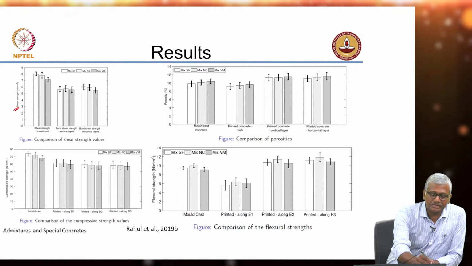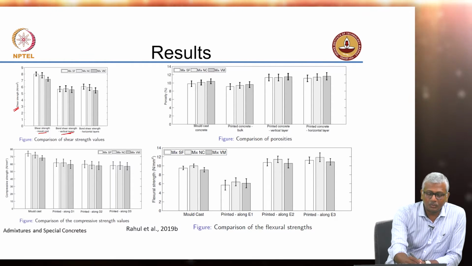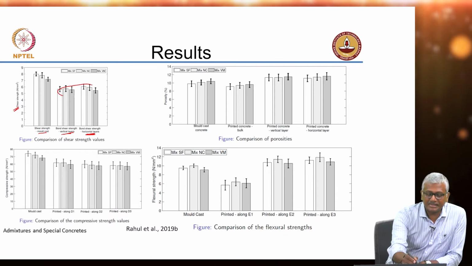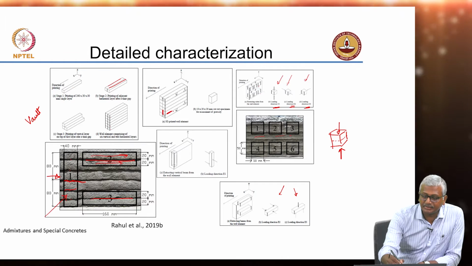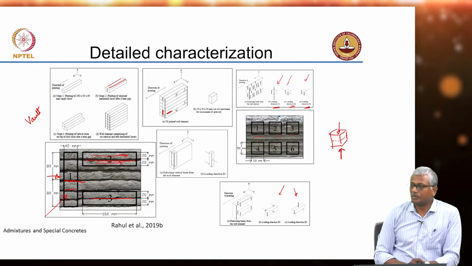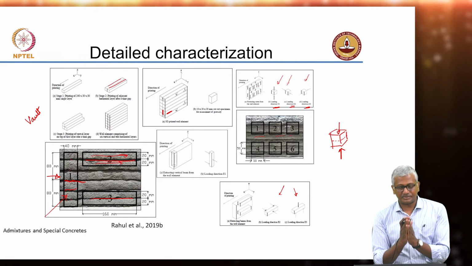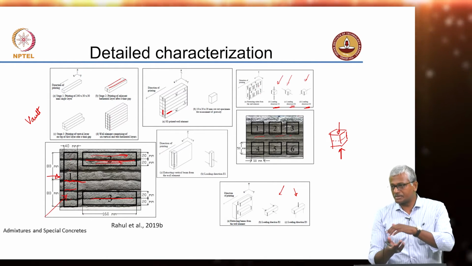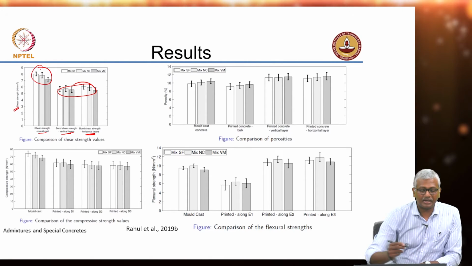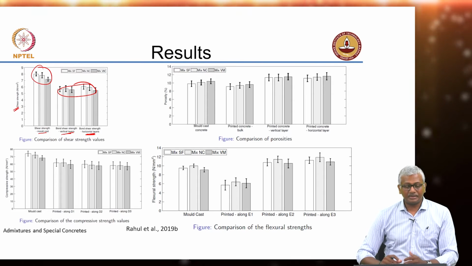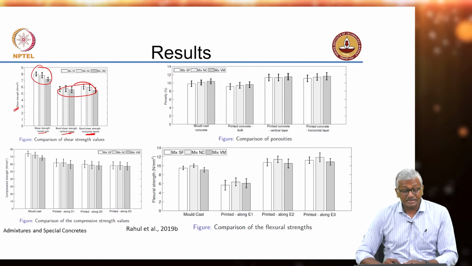So, we tested the shear strength with the methodology that I showed you previously: shear strength of mold cast, shear strength through vertical layers and through the horizontal layers. You can see that it is not much different. What is the vertical layer and horizontal layer? This is the vertical layer and this is the horizontal layer. The bond in the vertical direction between the two filaments is the vertical layer, and the bond in the horizontal direction is the horizontal layer. Whereas, the mold cast specimen was giving you a higher bond strength, okay. But you can see the decrease is only of the order of about 20 to 25%. It is not really significantly large.